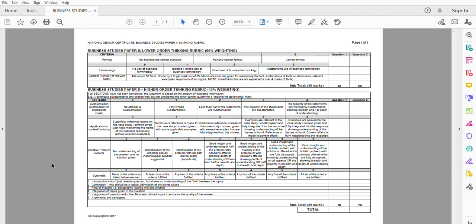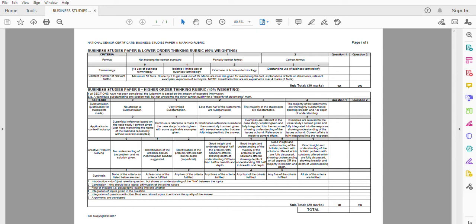You then move on to terminology, right? So terminology. Now here, you've got an opportunity to gain 3 marks. So you'll get a 0 if you don't use any business terminology. You'll get 1 if there's isolated or limited use of business terminology. You'll get 2 marks if there's good use of business terminology. And then finally 3, outstanding use of business terminology.